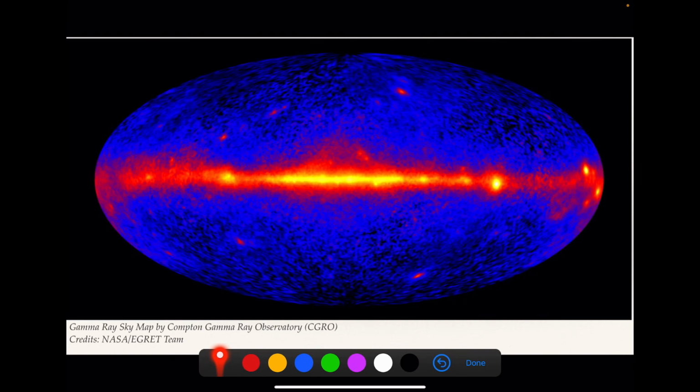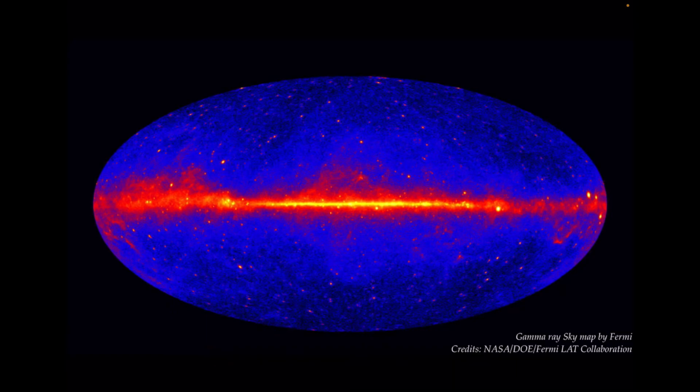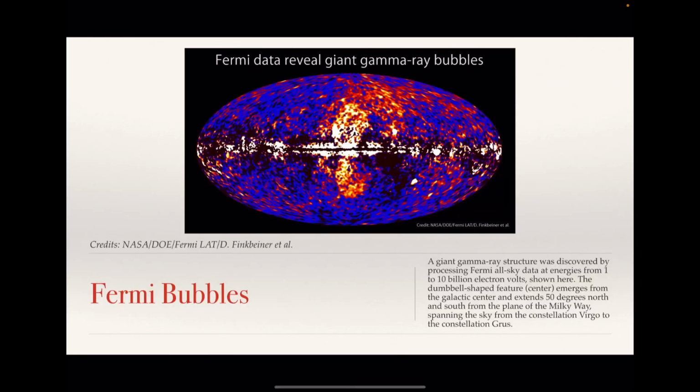So this is the map that was made by CGRO's EGRET, and this is the map that was made by Fermi. You can see even at a glance that the resolution of the map made by Fermi is much better than the one made by EGRET. And then of course Fermi bubbles. This gamma ray sky map that I showed you earlier is actually the map that was the reason behind the discovery of Fermi bubbles in the first place.